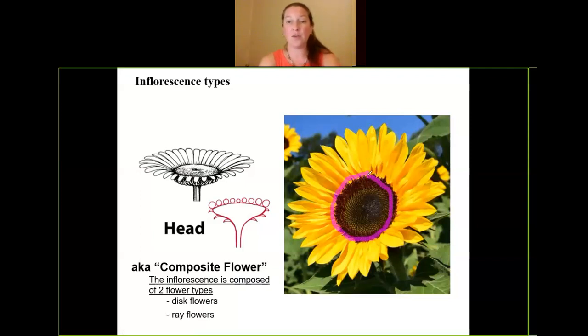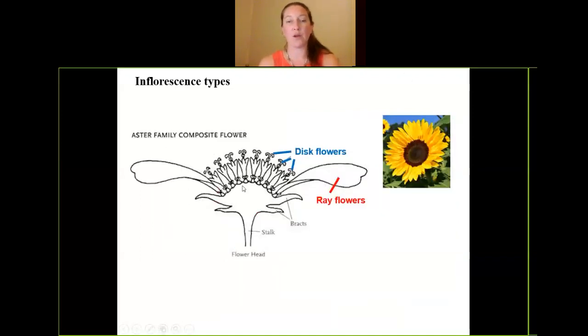On the center part, you have tons and tons of these, what are called disc flowers. And then surrounding that center part are these more colorful ray flowers. So if you do a longitudinal section through a sunflower, you can actually see this. The disc flowers are all in the center, and then the ray flowers radiate around that center. Pretty cool.